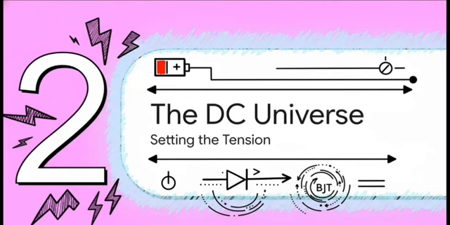The solution, and this is the really cool part, is to completely separate our thinking into two different worlds, two universes. First up is what we'll call the DC universe. This is all about getting the transistor ready before our signal even shows up. We're setting the stage, putting everything in its place.